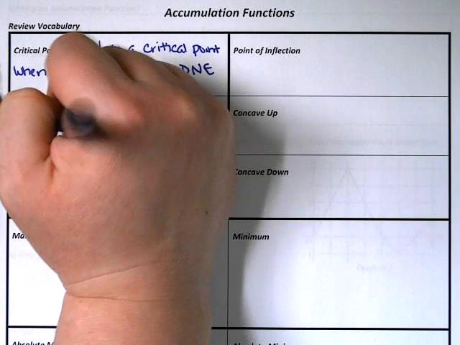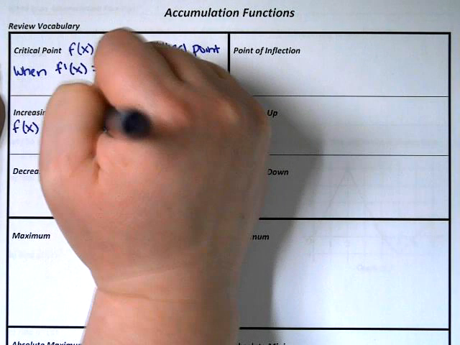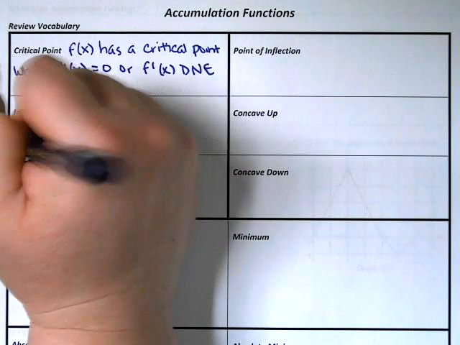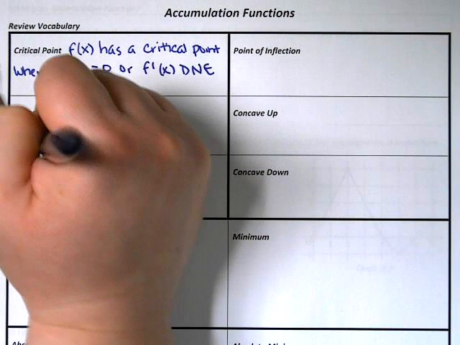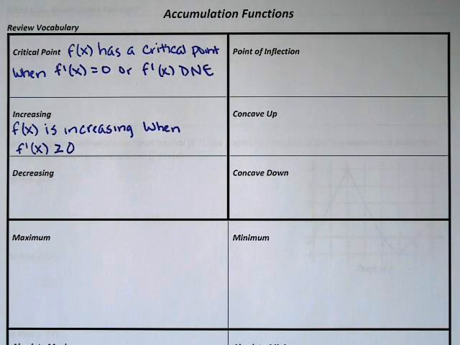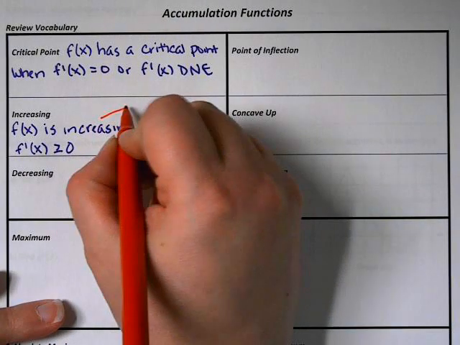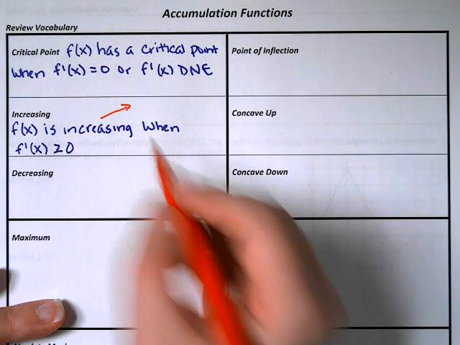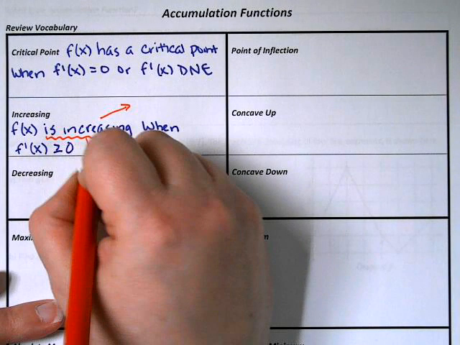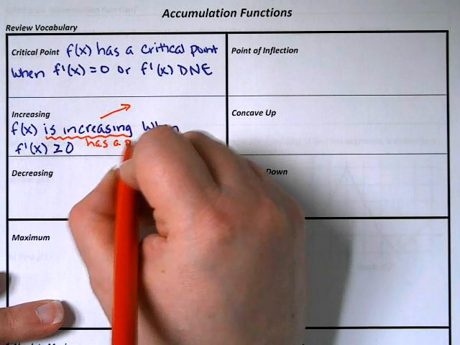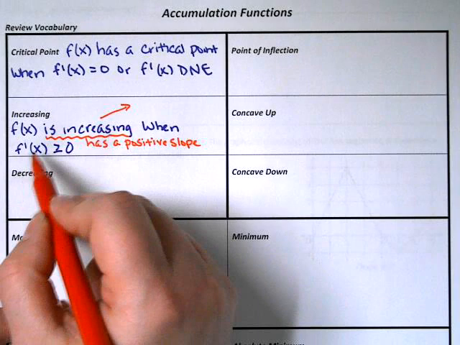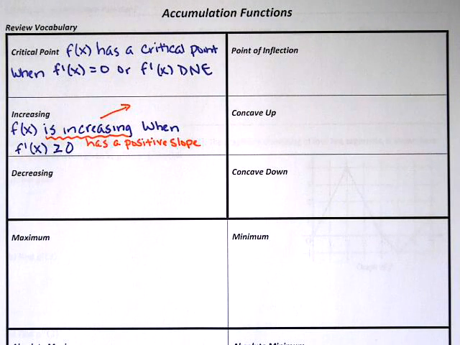f of x is increasing when the first derivative, f prime of x, is greater than or equal to 0. So in other words, f is increasing anytime it has a positive slope. So another way we can say increasing is that f has a positive slope when f prime of x is greater than or equal to 0.